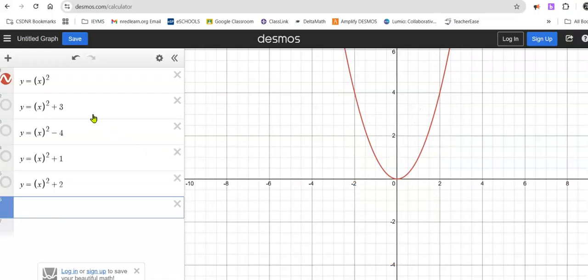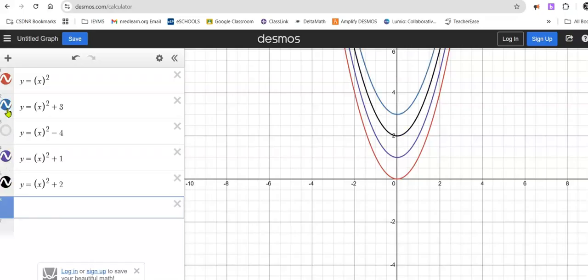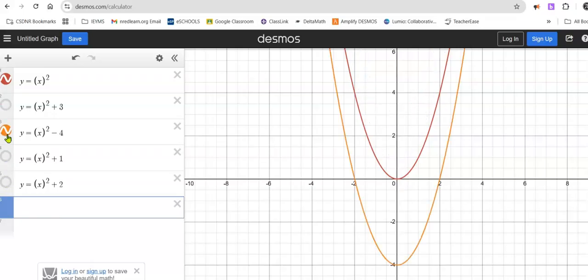Our parent function started here with its vertex at the origin. When I put a plus 1, or a plus 2, or a plus 3, what happens to that parabola? It's shifting up. Well, what if I put a minus 4? That shifted down. So it seems like when I put a constant here at the end, it takes my parabola and shifts it up or down.